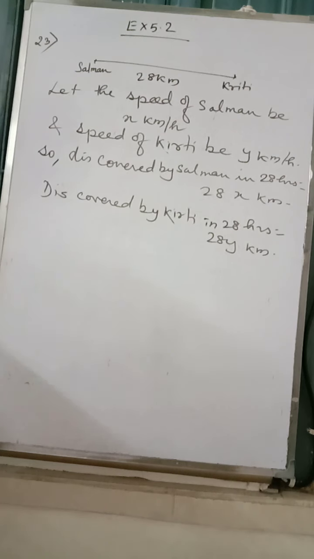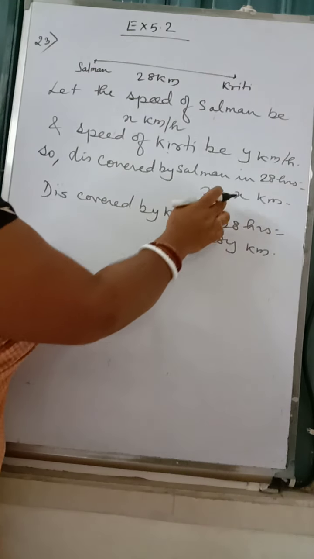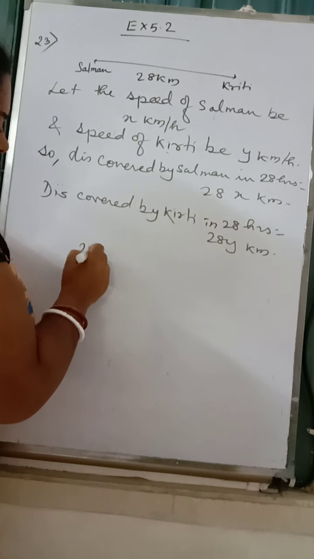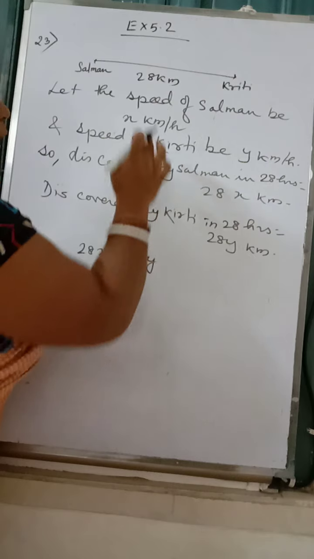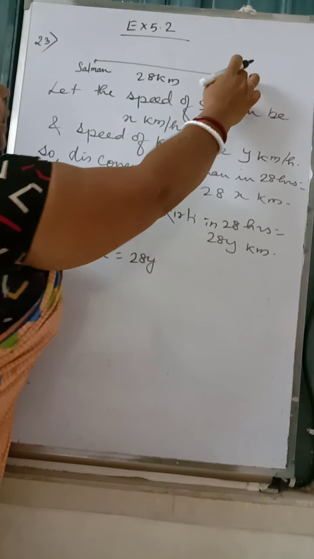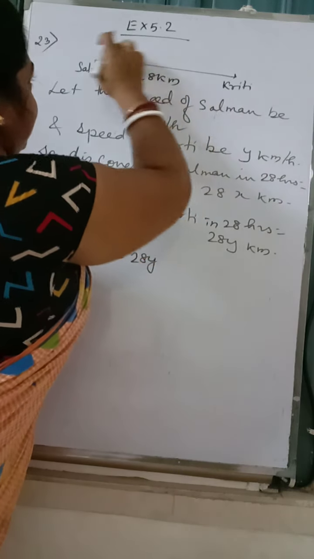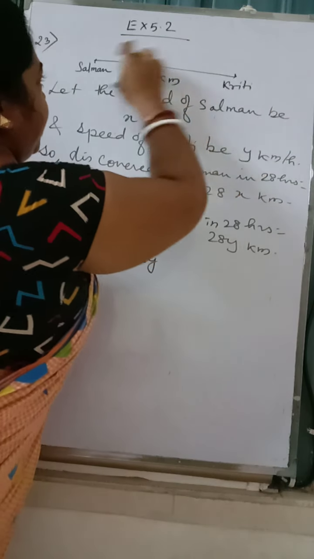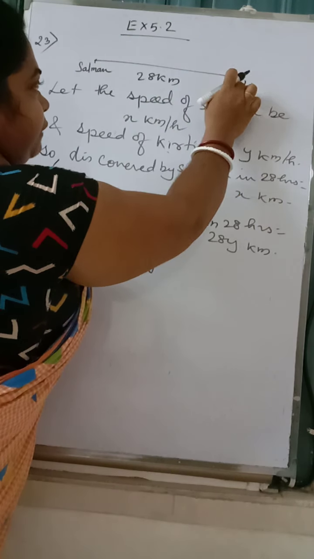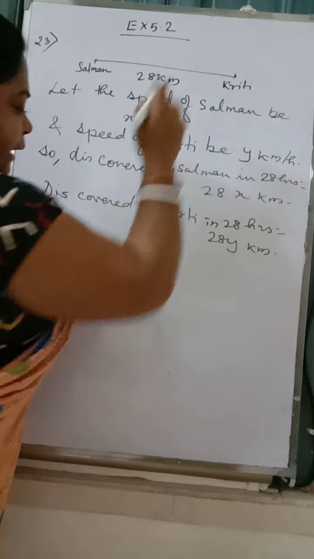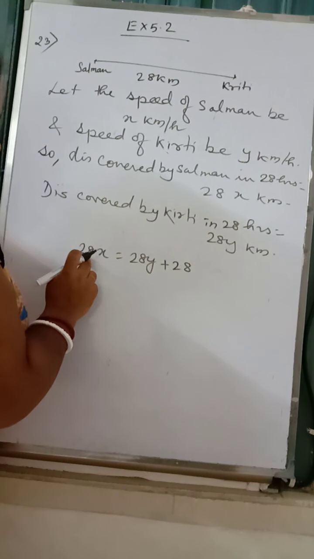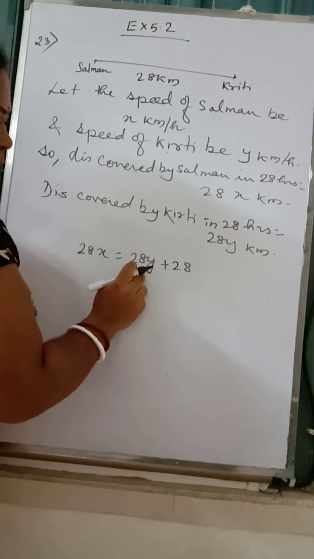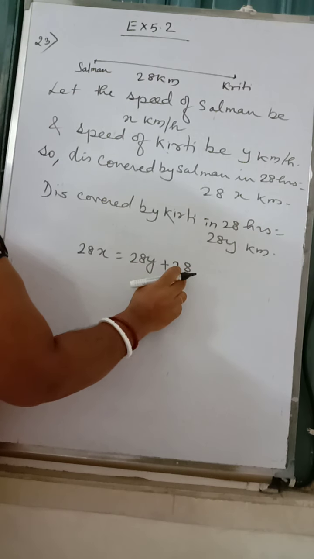Now it says Salman is overtaking Kirti in 28 hours. So the distance covered by Salman is equal to the distance covered by Kirti plus 28 kilometers, because Kirti is also moving in those 28 hours and Salman is reaching Kirti. So he is covering the distance covered by Kirti plus this 28 kilometers. So we may write: distance covered by Salman is equal to distance covered by Kirti plus 28 kilometers.